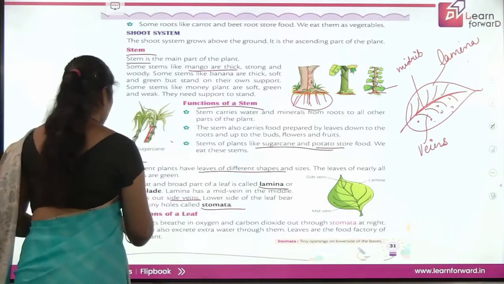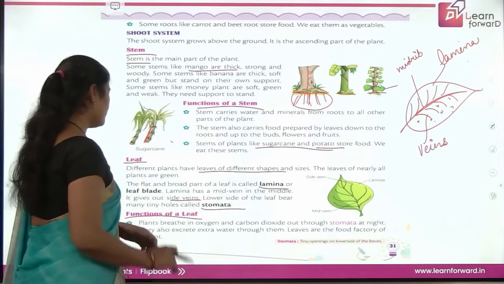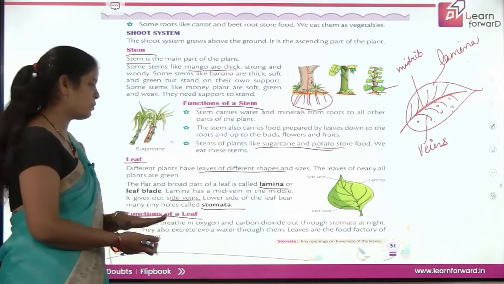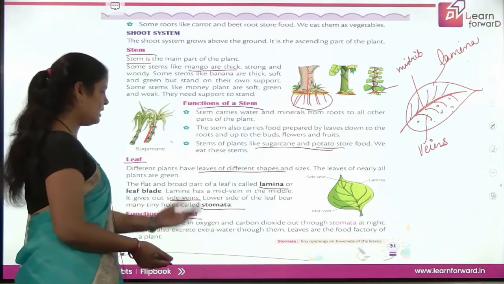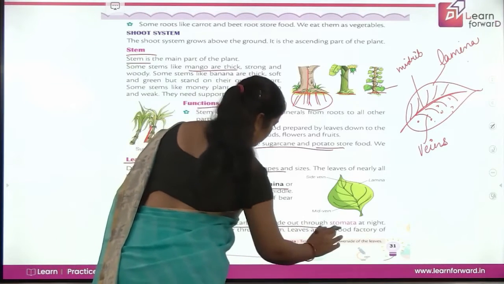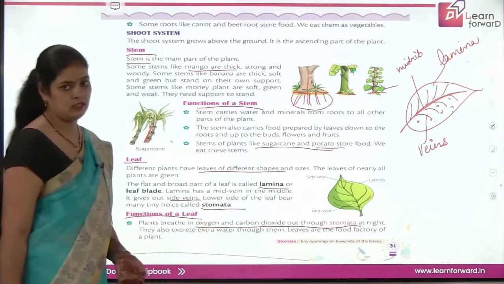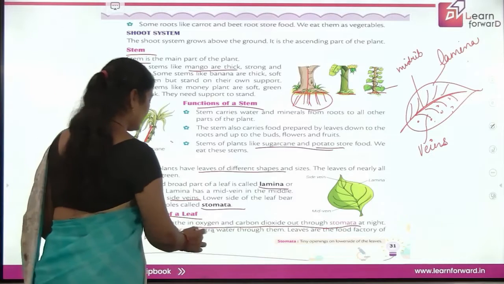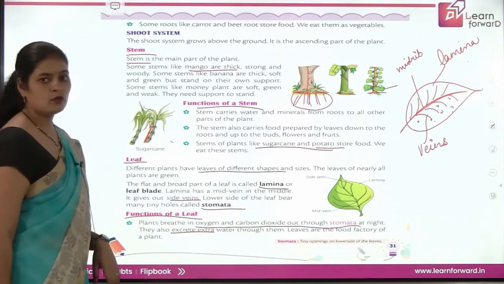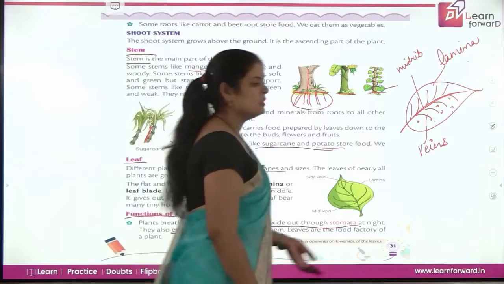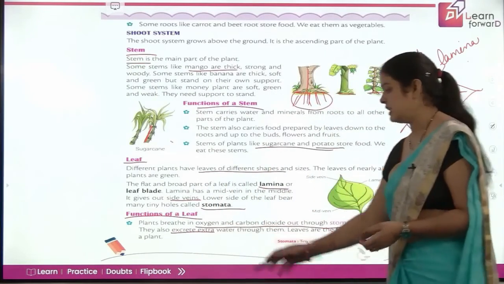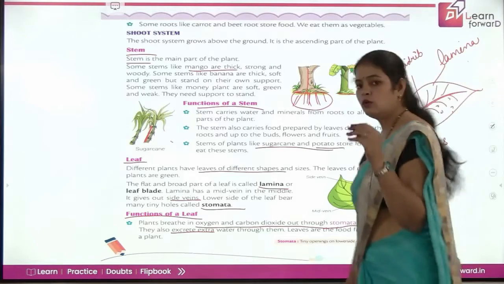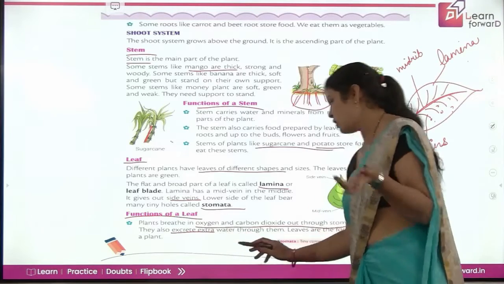Now next, what are the functions of the leaf? First one, plants breathe. Again the same thing I have just explained is written over here in the first point, that plants breathe in oxygen and carbon dioxide through these stomata at night. So they exchange the gases. They also excrete extra water through them. What is the second function of the stomata? Through these pores, the plant excretes, which means to give off or throw out, extra water.